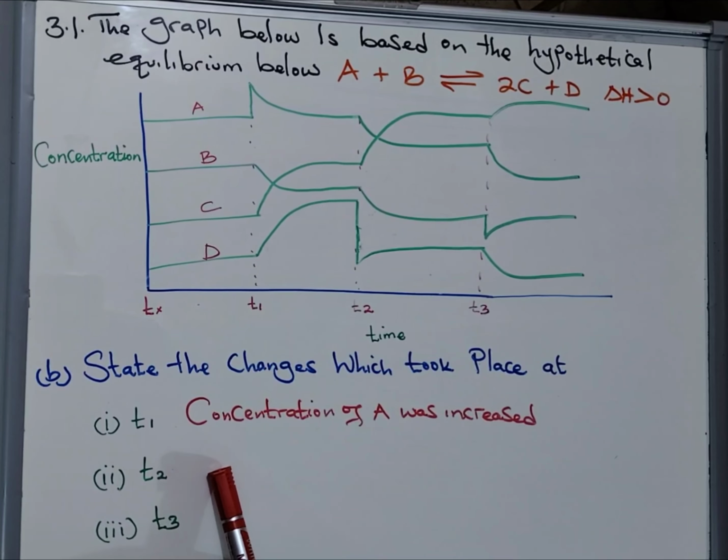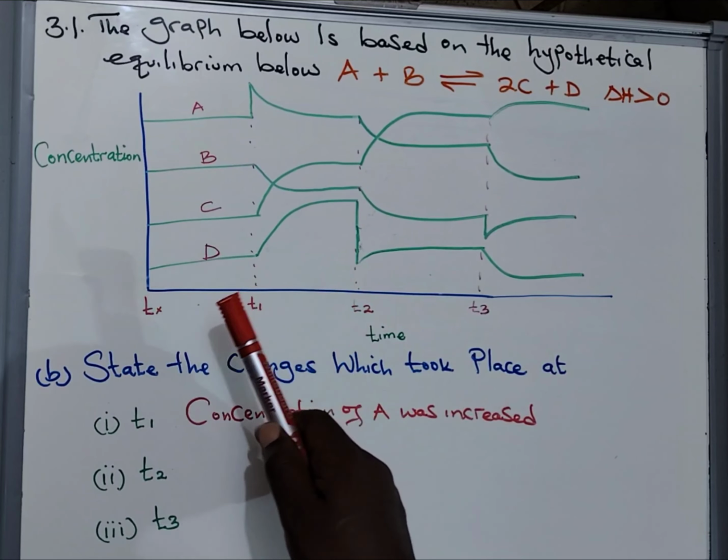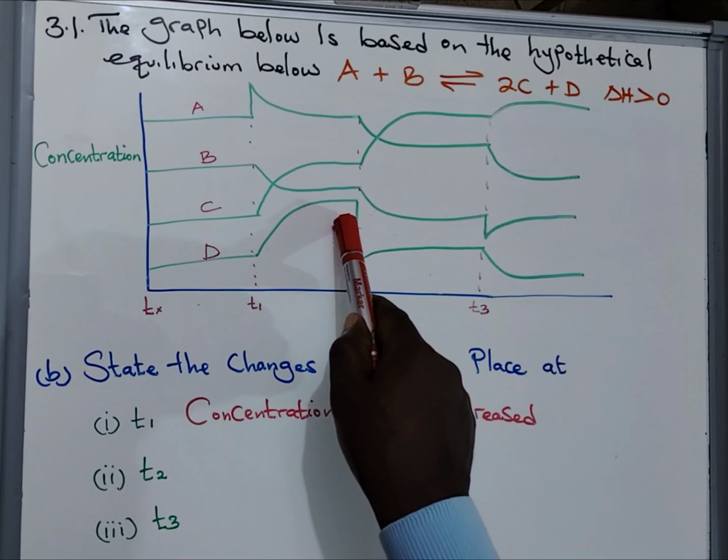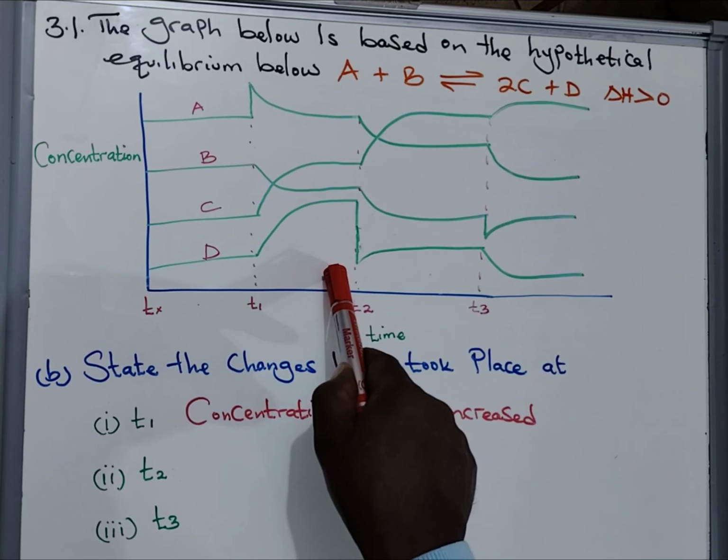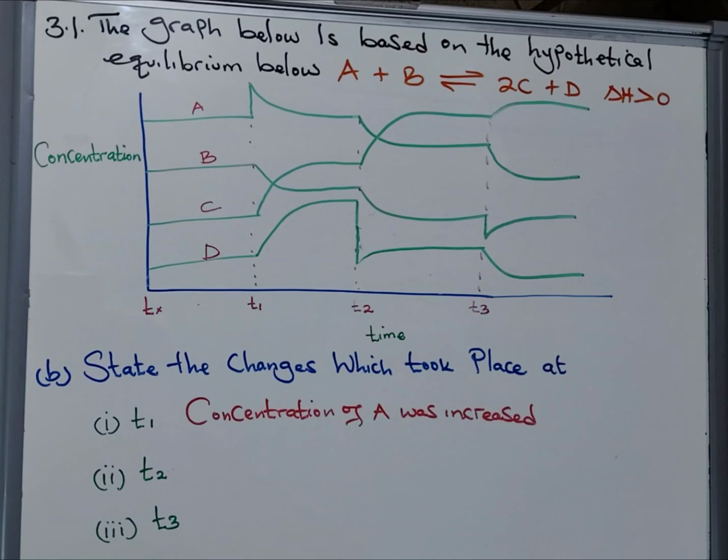Then we come to T2. What happened at T2? At T2, we are seeing D, and it's going downwards. So what are you going to say? Concentration of D was decreased.